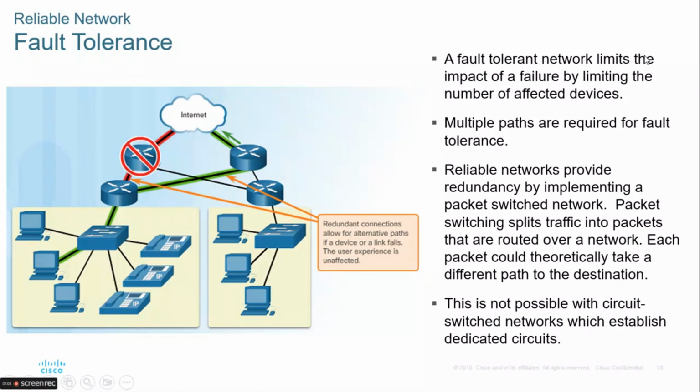A fault-tolerant network limits the impact of a failure by limiting the number of affected devices. It means that your network should have redundant pathways, in that if at all one route or one link fails, it can use the other link. So this router here, maybe it has blown by power, interfering with this connection. Still, these computers can get service through this path, and that is fault tolerance. Multiple paths are required for fault tolerance. You cannot just use one link. Having a single gateway cannot save you.